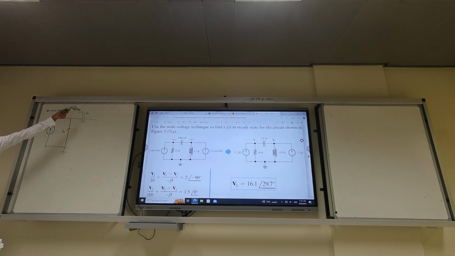Micro is 10 to minus 6, which we do using this button in the calculator, and then you type minus 6 after. If you don't know, talk to me, okay? What is your calculator?